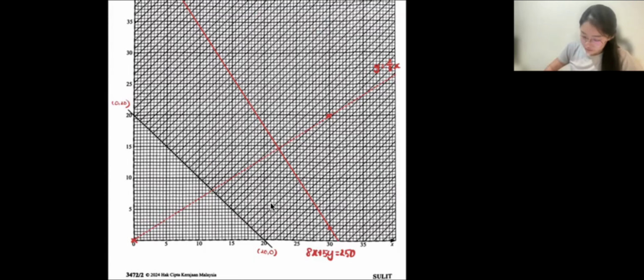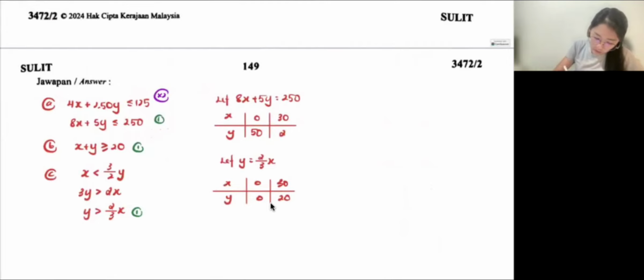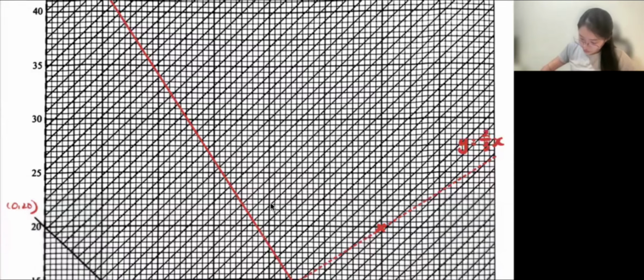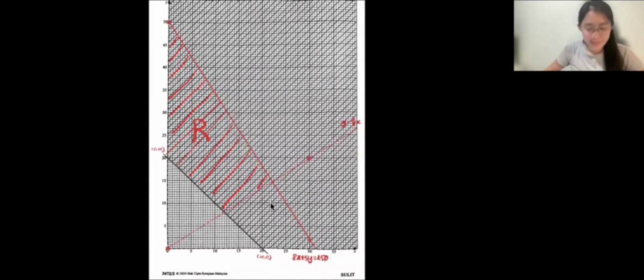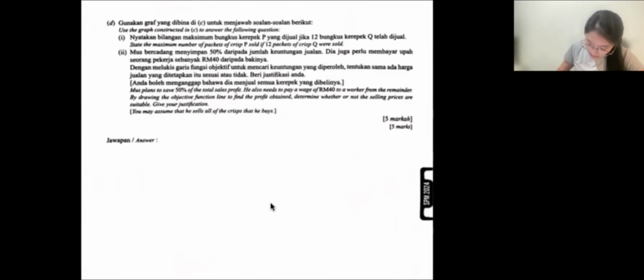Then your shaded region. Make sure that all the y's are on the left side. They are all positive. This less than means bottom. This is on top. This is on top. So only 250 is bottom. So this is bottom. This is top. This is top. So your shaded region is here. You draw lines only, guys, not color. Then region R, you can just label an R here. So done. Next one, D.